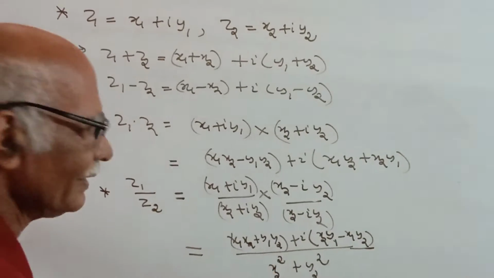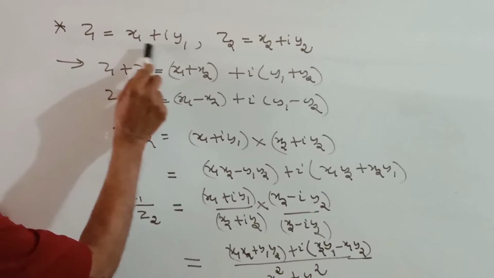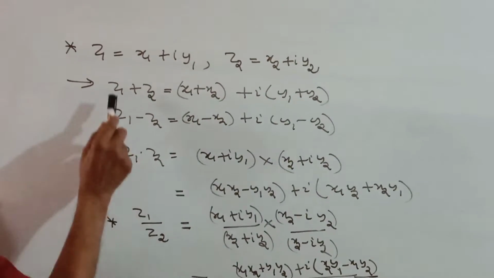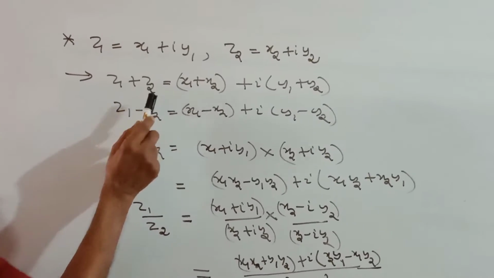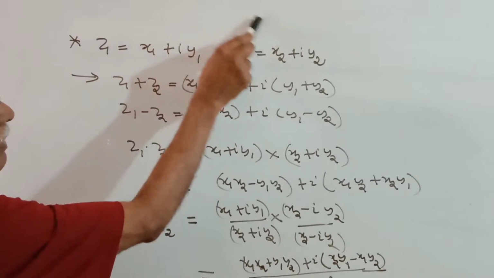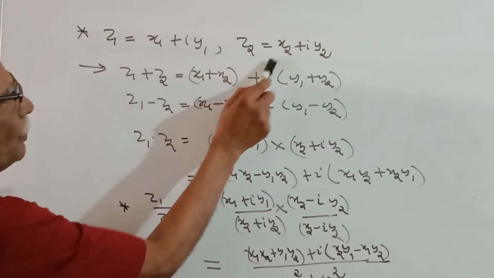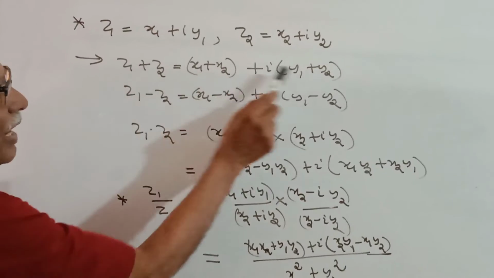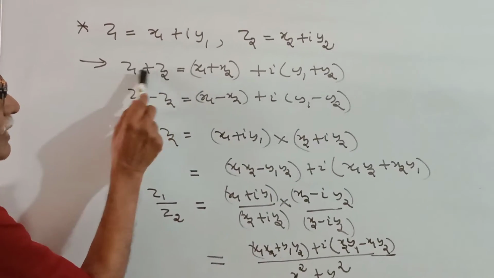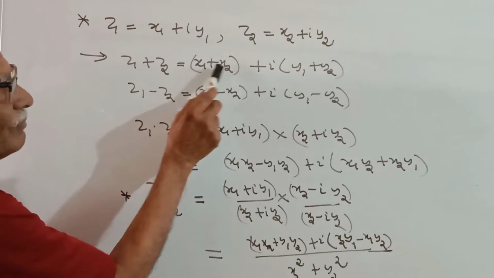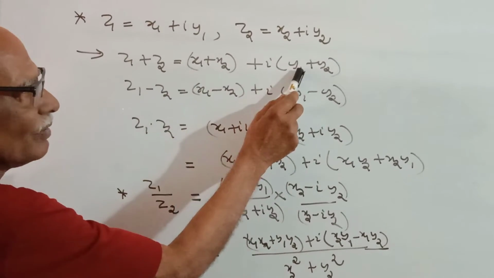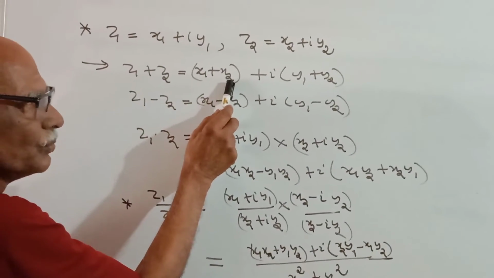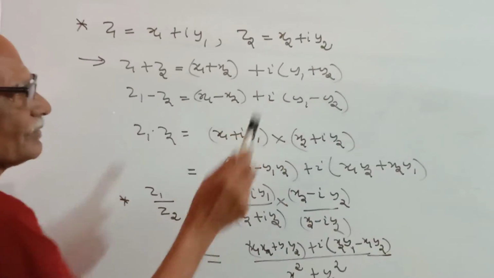Now here you consider Z1 is x1 plus iy1, Z2 is x2 plus iy2. Z1 plus Z2: we have to add the real parts, x1 plus x2, plus i into y1 plus y2. This is how you define the sum of two complex numbers. We take the sum of the real parts, the sum of the imaginary parts, and we have the formula x1 plus x2 plus i into y1 plus y2.